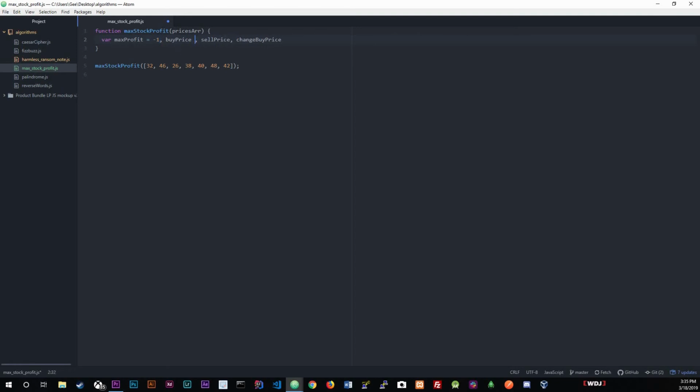Buy price, I'm going to set that to 0 for now. Sell price, 0 as well. And change buy price. This is going to be a Boolean because this is going to say that, yes, you should change the buy price because the sell price is pretty sucky. So change the buy price.